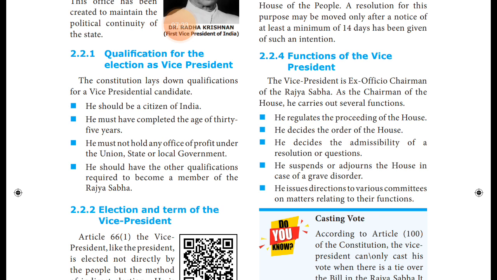Financial power, already said: a money bill can be introduced only in the parliament with the prior intimation of the president. Legislative power means after the general election the president can inaugurate the parliament and give the first address of the parliament. This is the legislative power.